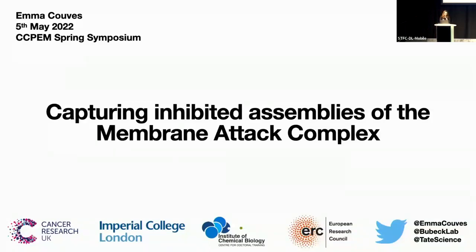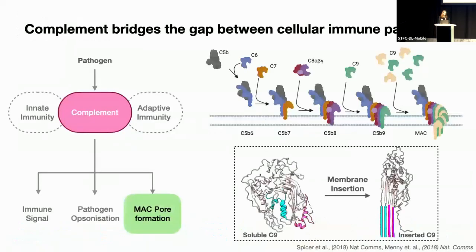So if I start with a brief overview of the biology of the system that our lab works on. If you imagine a pathogen invading you, or a host, there are two main types of immune response that are mounted: the innate and the adaptive immune pathway. Our lab actually works on a third immune pathway called the complement system, which bridges the gap between these two pathways, and it's an entirely protein-based immune pathway.